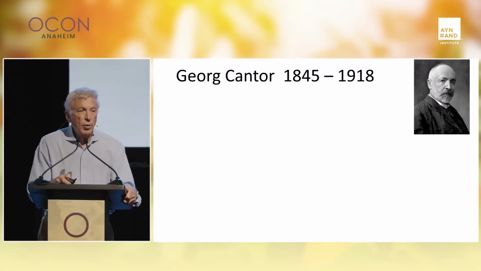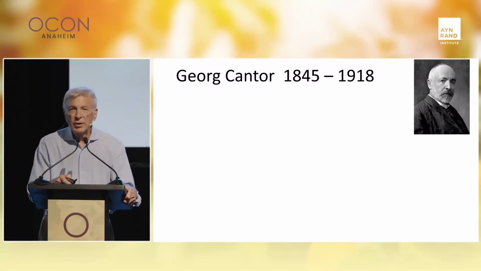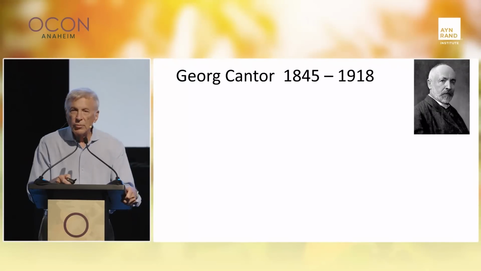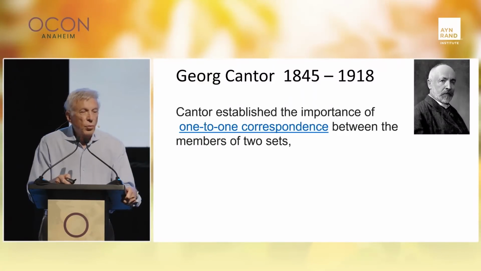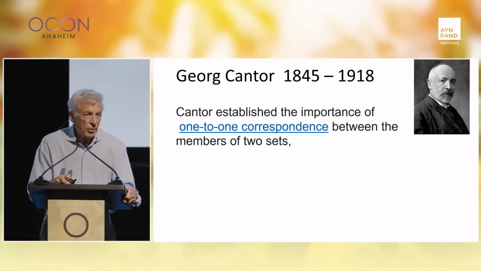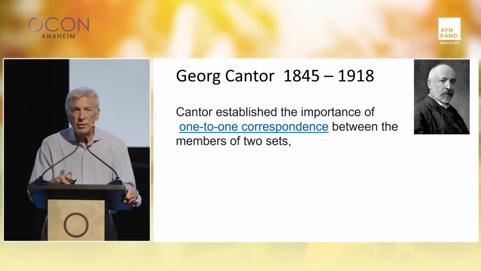Until we meet Georg Cantor, 1845 to 1918. And guess where he lived? In the same town as Ayn Rand, St. Petersburg, Russia. So he died when Ayn Rand was 13. And Wikipedia says about him the following. Cantor established the importance of one-to-one correspondence between the members of two sets.